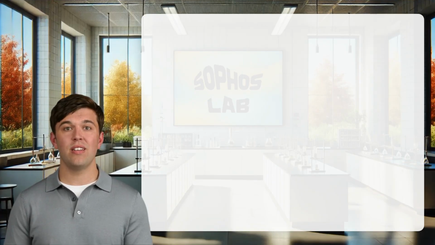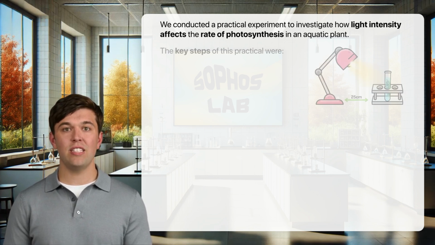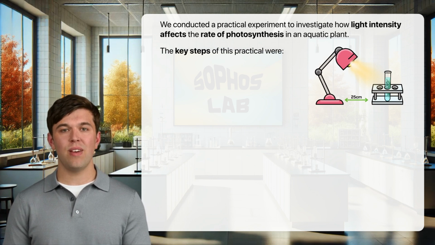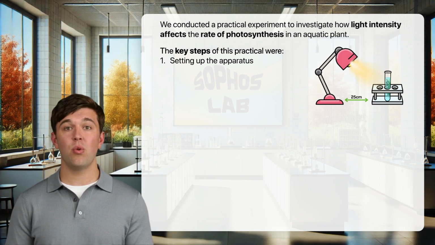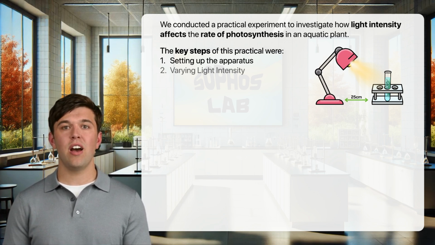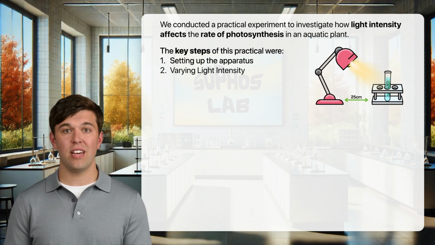In today's lesson, we conducted a practical experiment to investigate how light intensity affects the rate of photosynthesis in an aquatic plant. The key steps of this practical were: setting up. We prepared the apparatus by placing an aquatic plant in a beaker filled with water and added a sodium bicarbonate solution to ensure ample carbon dioxide supply. Varying light intensity. We positioned a light source at different distances from the plant to change the light intensity and monitored the setup each time.